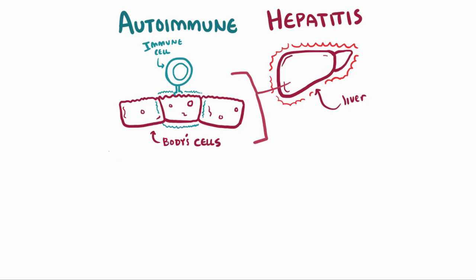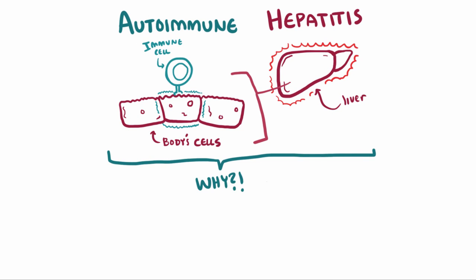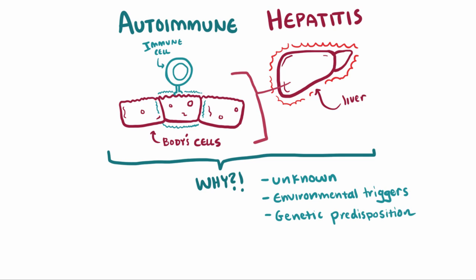Like many autoimmune diseases, the root cause of autoimmune hepatitis is ultimately not super clear. But some researchers think it's a combination of environmental triggers and genetic predisposition. It tends to occur most often in young women, and the female to male ratio is about 4-1.